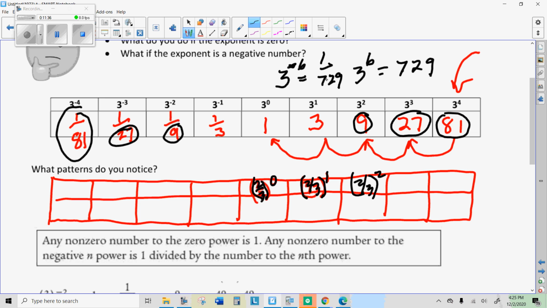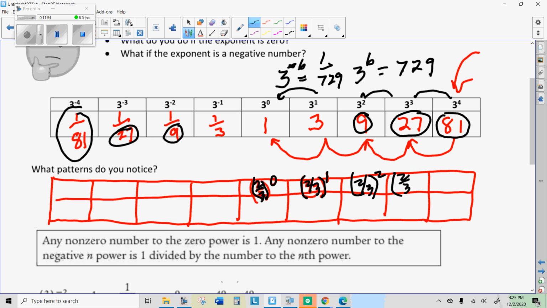And if the fraction thing is confusing to you, remember that as you're going backwards, you're dividing. And the more you divide by a base, the smaller it gets if the base is greater than 1. Okay, so I want to check something else out here. So make a table like this.